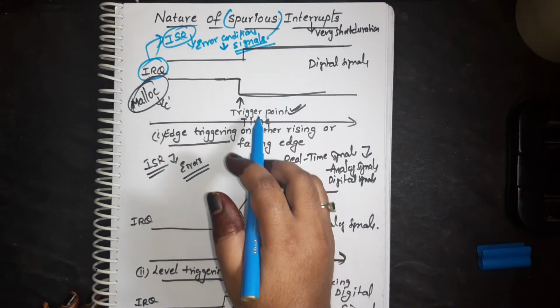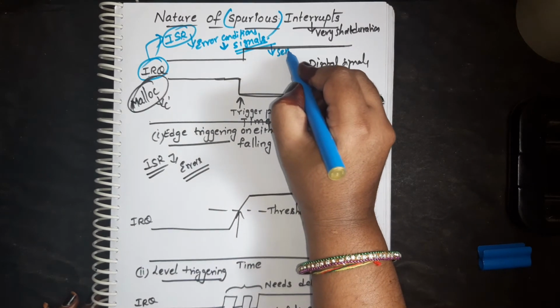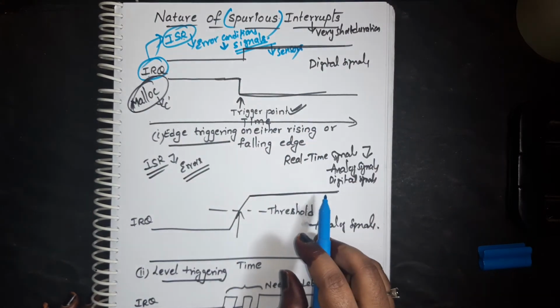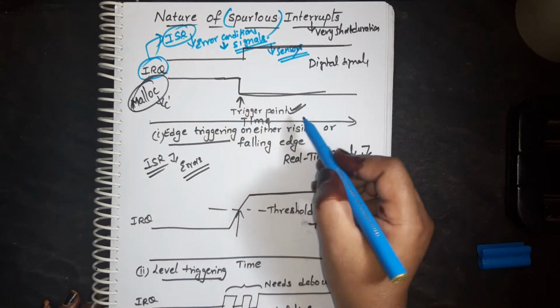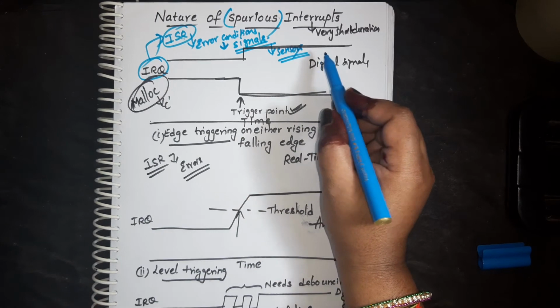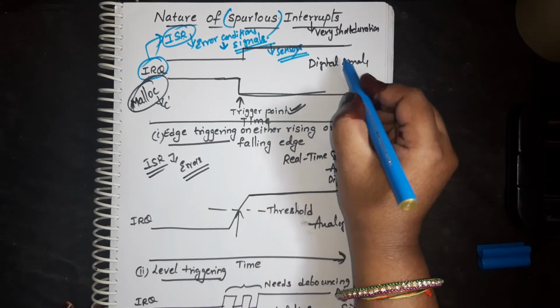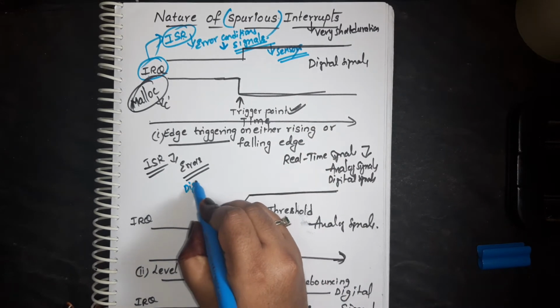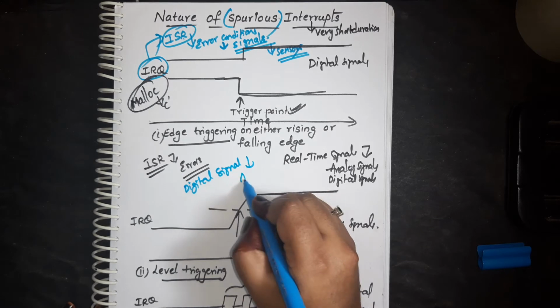Then you generate some kind of signals, and these signals are generated with the help of sensors or transducers. So in embedded system architecture, we issue signals with the help of sensors or transducers. These signals are of two types. The first is the digital signal, and the second type is the analog signal.